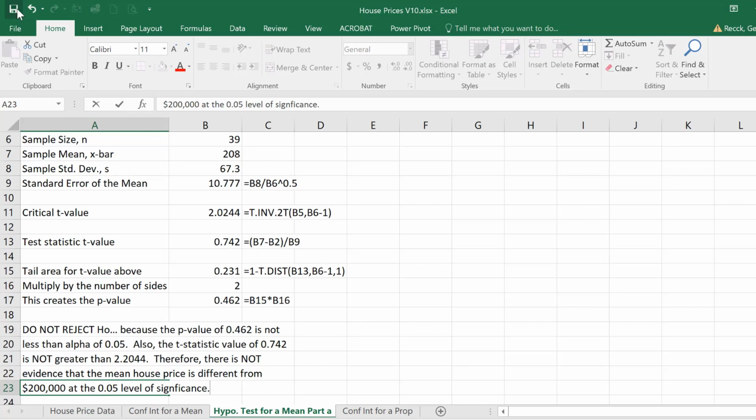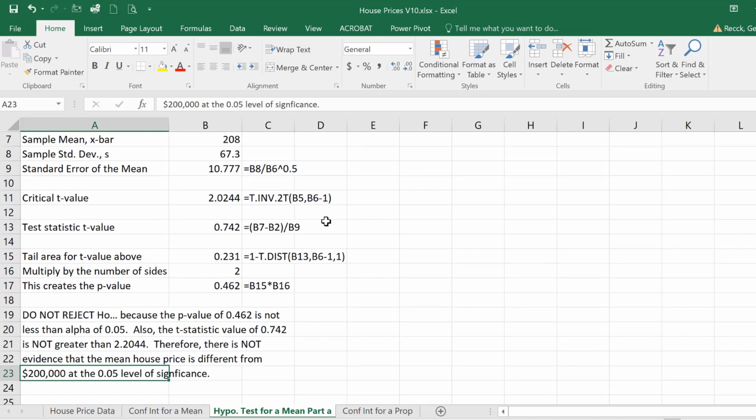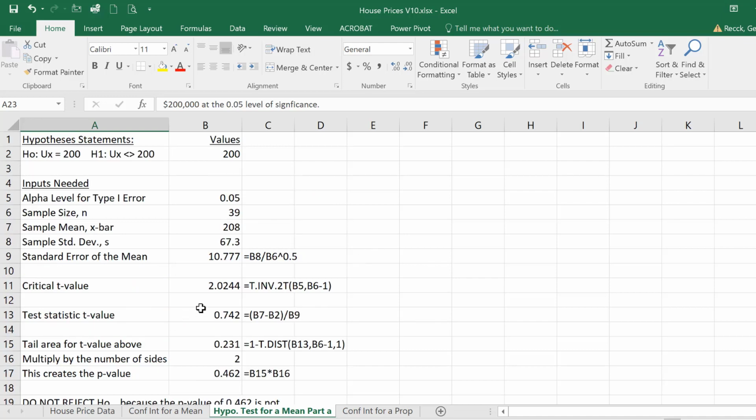Let me save that because I finally got it in good shape here. So that's our inference. While it's $8,000 more, it's not statistically higher than 200 in order for us to conclude that the housing prices may have changed from a previous year's level. But let's go a little bit further now that we have this great model, and I'll save this as our final conclusion. But let's say we wanted to see if it was different than 190.